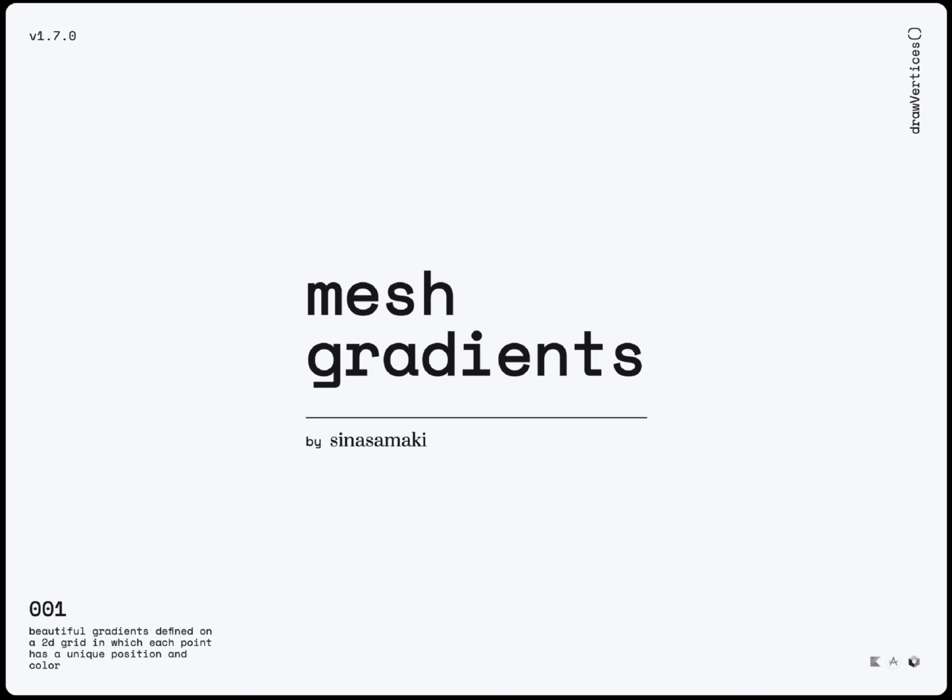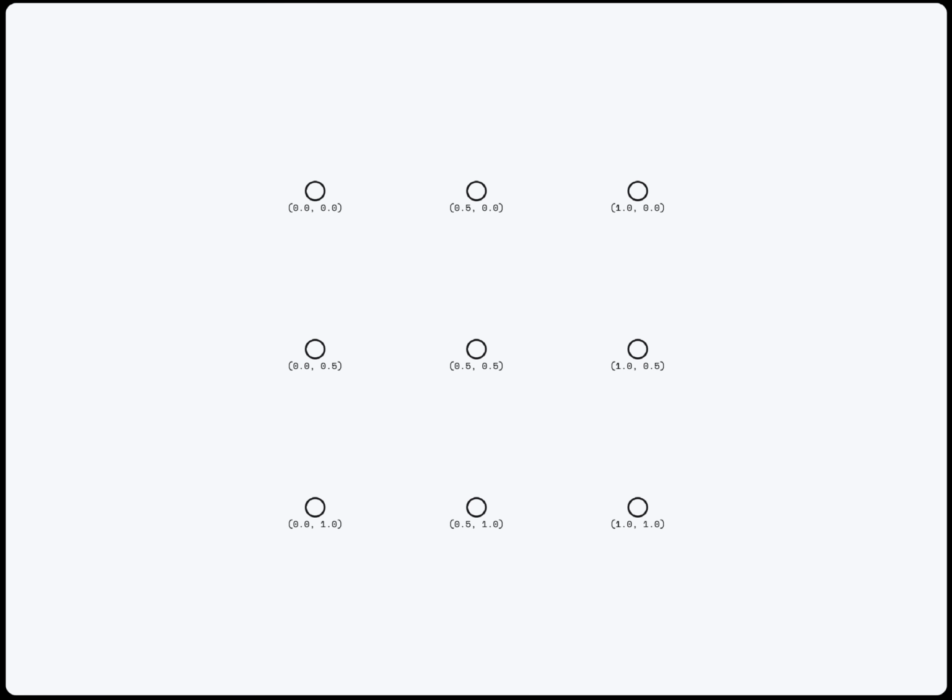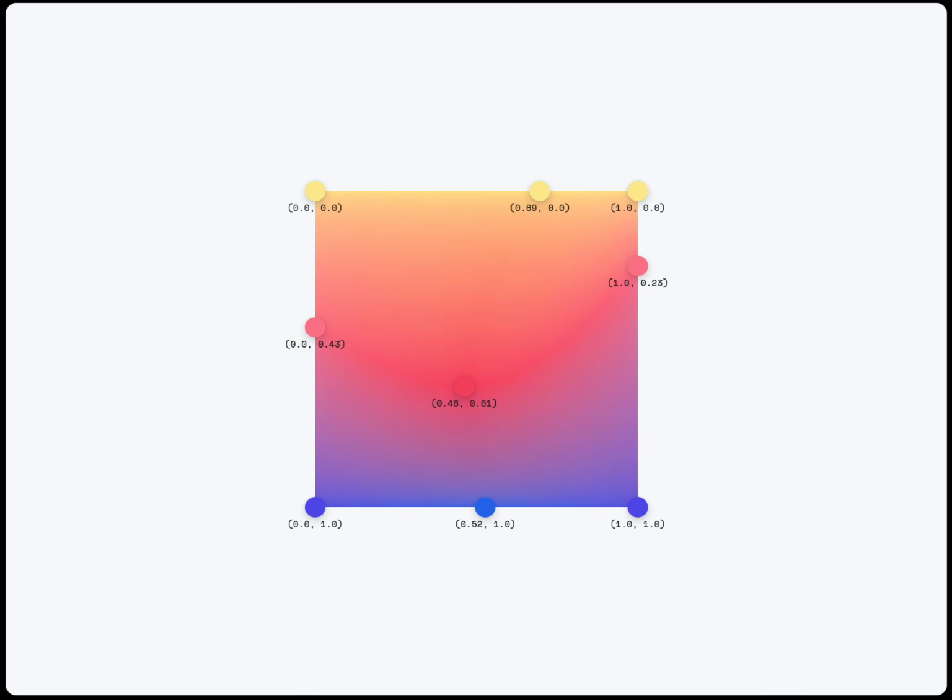Mesh gradients are created from a 2D grid of points, where each point has a position and a color. Each point can move independently from each other to create a unique gradient. To make them in Jetpack Compose, we will use the draw vertices function on a canvas. The function takes in a vertices object that will contain our points and colors.